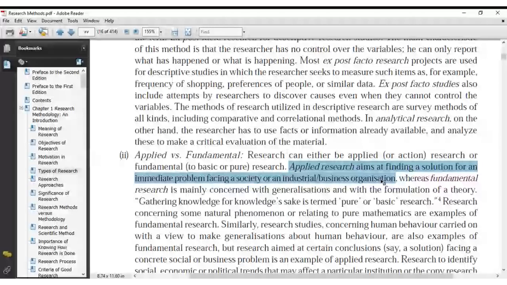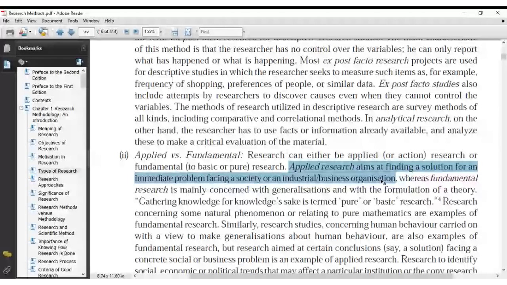Now, do you see that that project is attempting to do what? To solve a problem, and the problem is customers not having to keep on visiting physically, but doing it online. So that is a problem you are attempting to address. You are trying to bring a solution to the table. So any research which is aimed at bringing a solution to a current problem existing in society is called applied research.